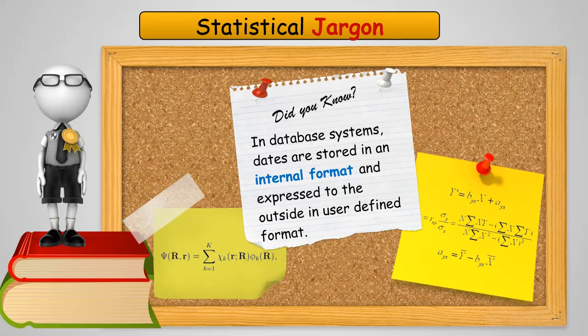Now, internally in a database, and including in KNIME, dates are actually stored in an internal format. And it's expressed to the user in a defined format that has been established usually by a system parameter that shows the standard format. So Europe can see a format one way and the United States another way, and so on.